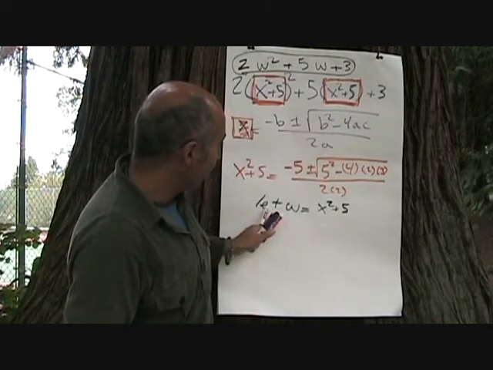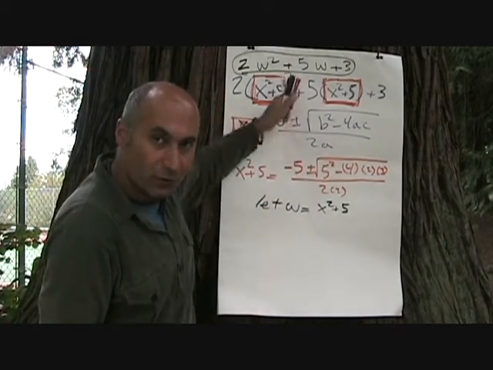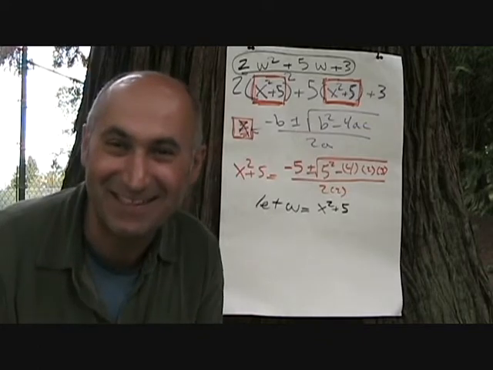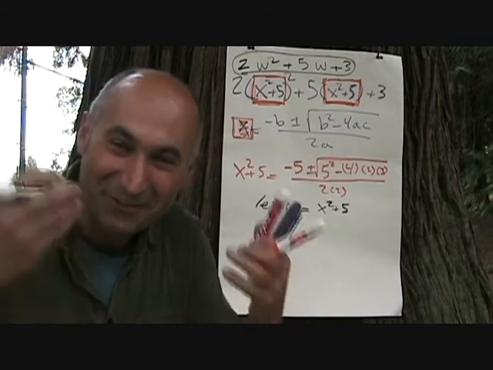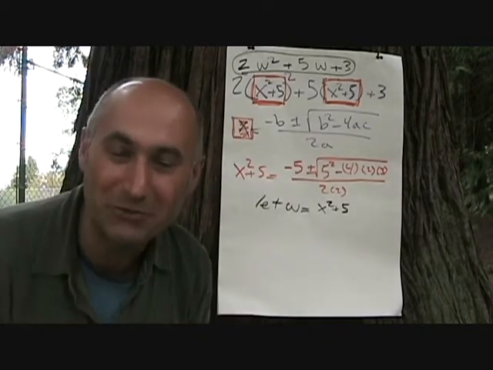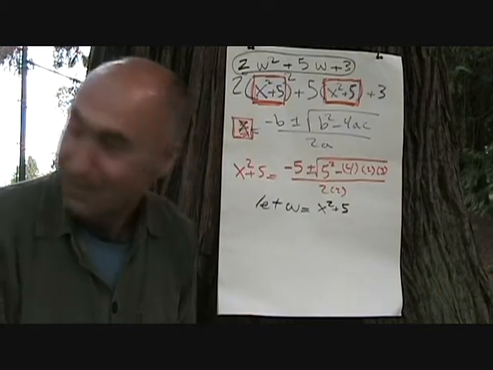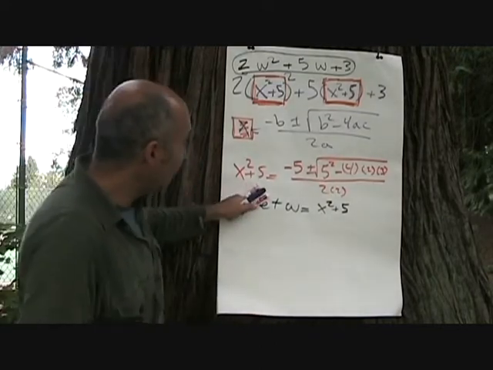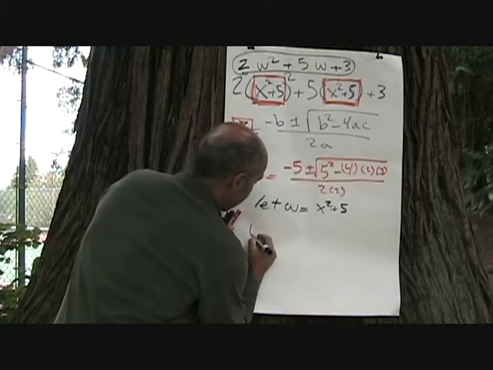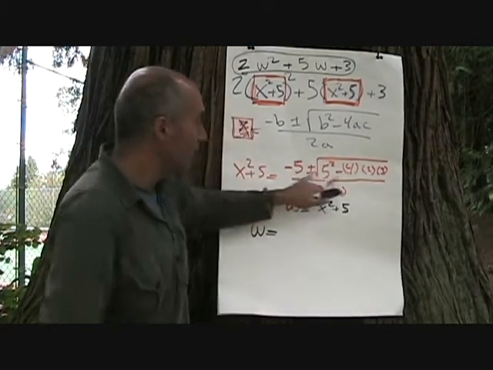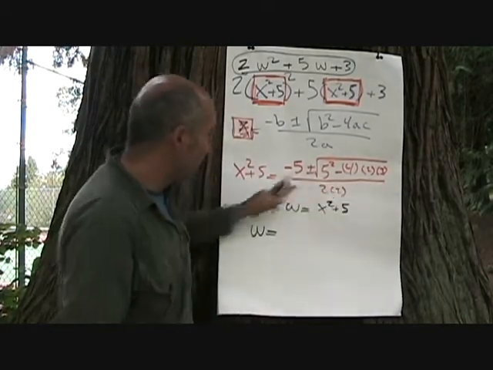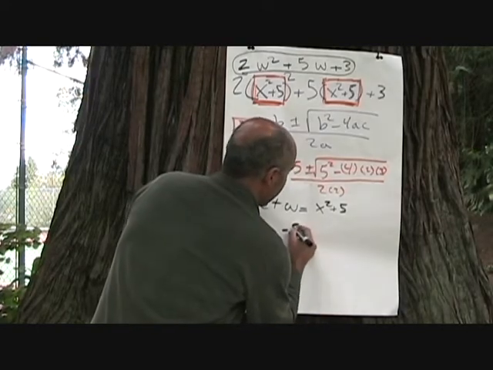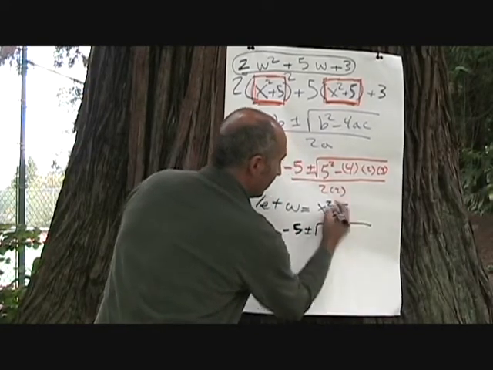At the beginning here, we're just trying to go through the explanation of the mental process and why we do this, just to make life easier for us, right? So what we end up having here is w is equal to this guy simplified. So that's going to be negative 5 plus or minus the square root of 25.